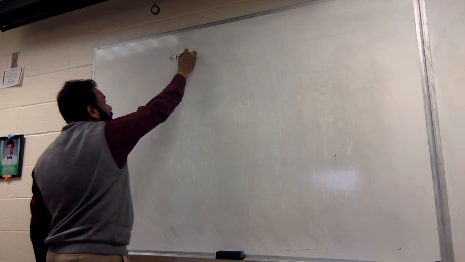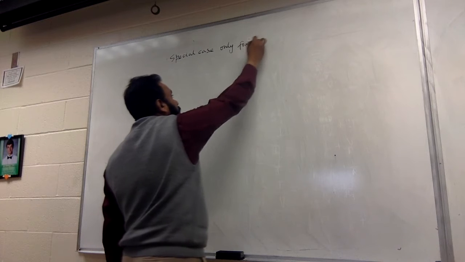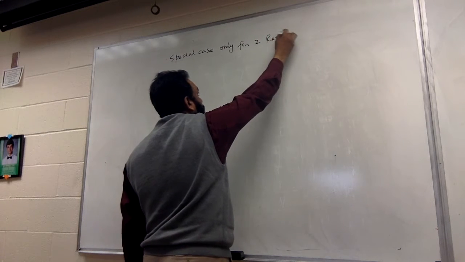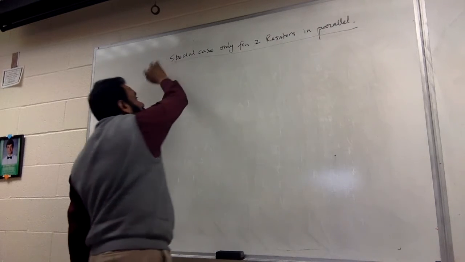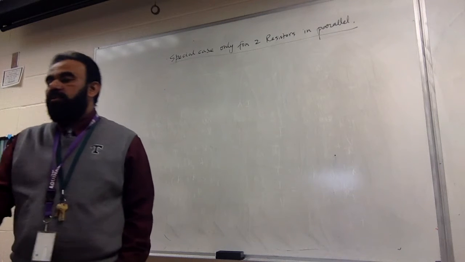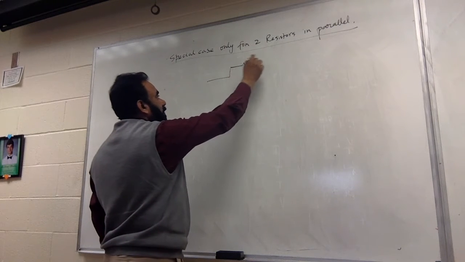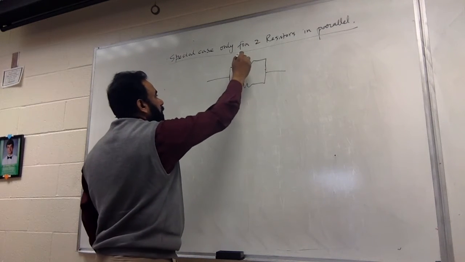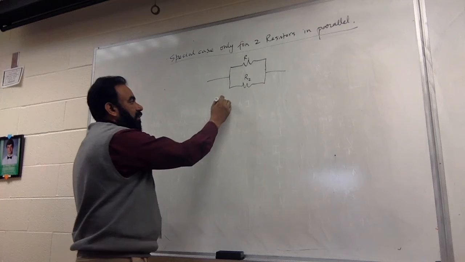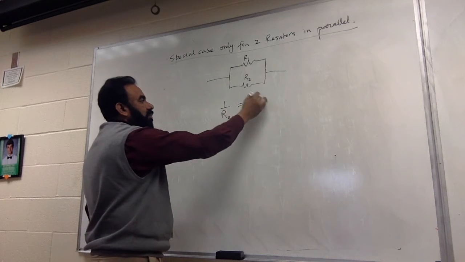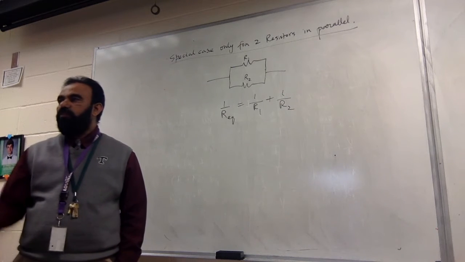Special case. A special case only for two resistors in parallel. So suppose you have two resistors in parallel like that. Only for two resistors. What is the equivalent resistance? 1 over R equivalent is equal to 1 over R1 plus 1 over R2. Right? Only for two resistors.